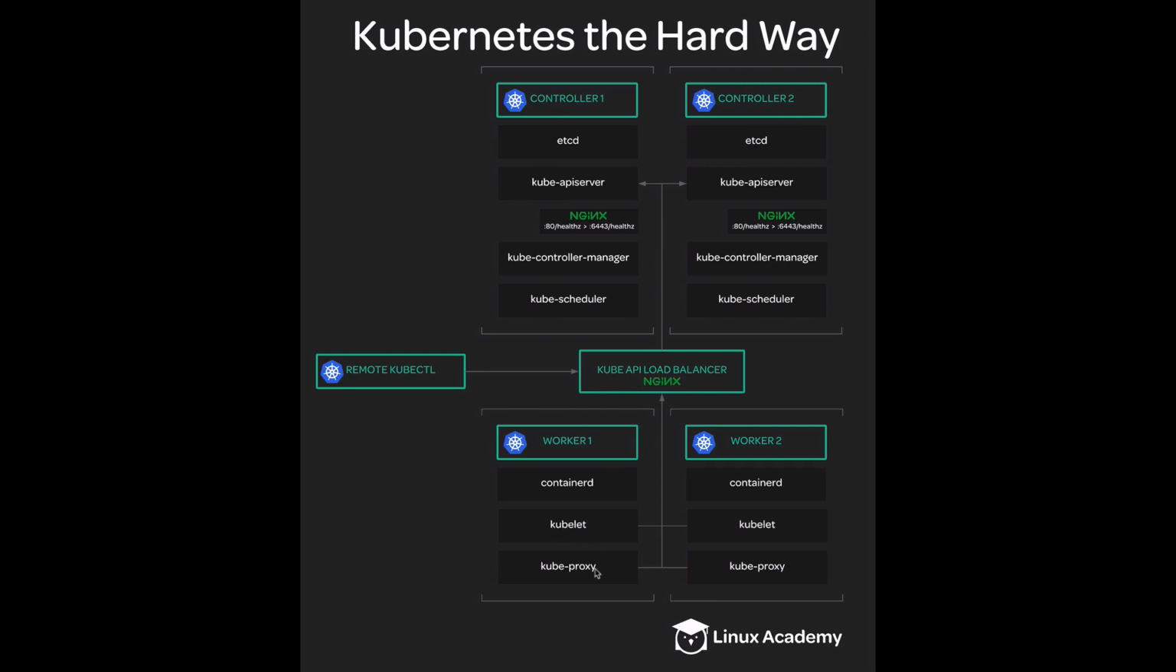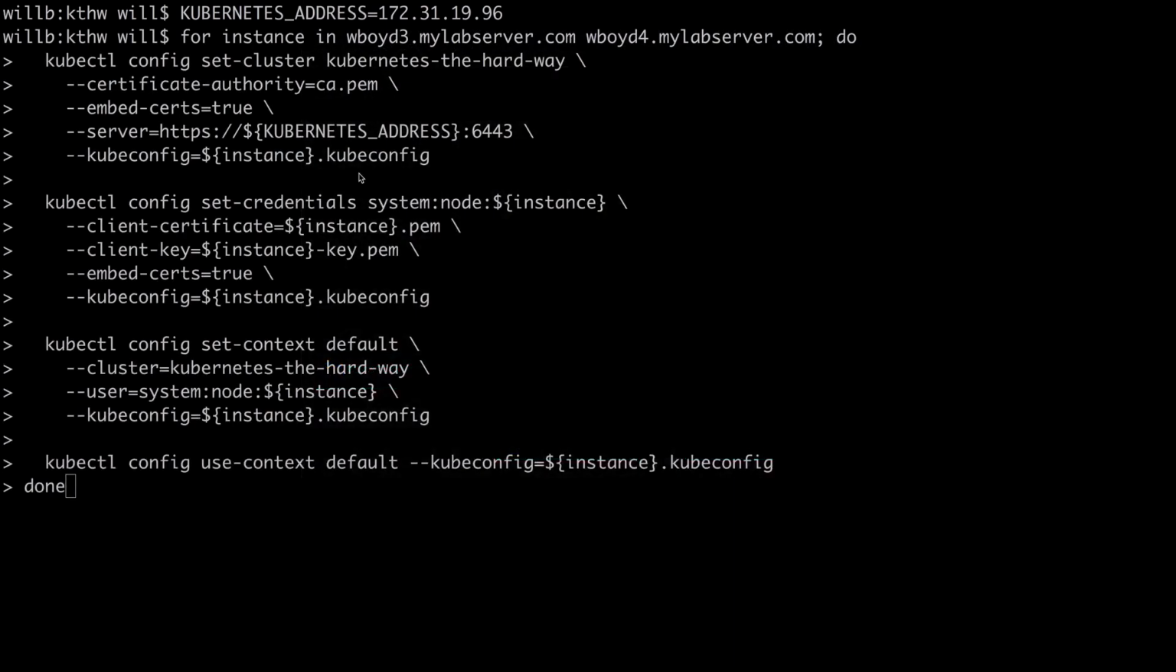So kubelet and kubeproxy are actually not going to talk directly to either controller 1 or controller 2. They're going to talk to the load balancer. And that is why we are putting in the private IP of our load balancer for this address right here, because that is what we're going to use for kubelet to communicate to the actual Kubernetes API. And you'll notice we'll do the same thing for kubeproxy as well, because kubeproxy also uses that same method of going through the load balancer.